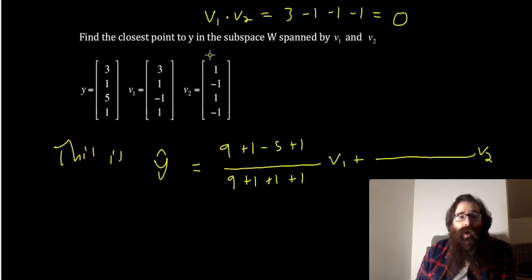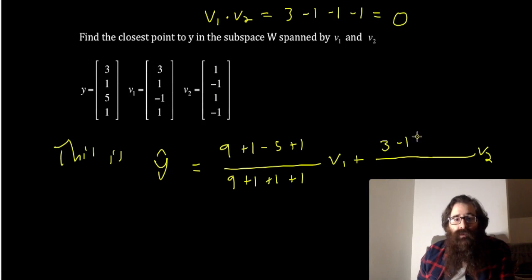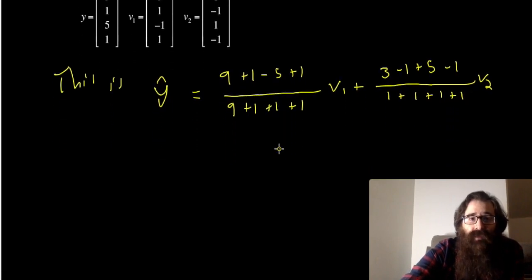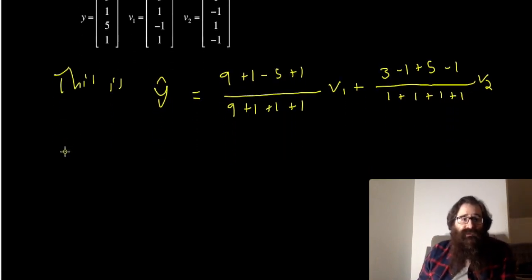And then here I want y dotted with v sub 2. 3 times 1 gives me 3. 1 times negative 1 gives me negative 1. 5 times 1 gives me 5. And 1 times negative 1 gives me negative 1. Divided by v sub 2 dotted with itself. So 1 times 1 gives me 1. Negative 1 times negative 1 gives me 1. And then 1 times 1. Negative 1 times negative 1. So 1's for all of those. Let's go ahead and build this. Let's see what the coefficient is going to look like for each of these pieces.